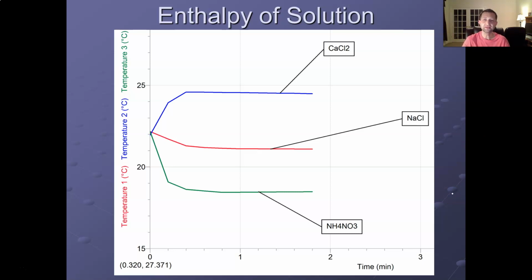So calcium chloride would be an exothermic enthalpy of solution. Energy was released to cause the temperature of the water to go up. And then NaCl and ammonium nitrate, both of those enthalpies of solution would be endothermic because it took energy in from the water to make those solutions. We'll talk more about that in thermodynamics, but this is a good little intro to it. And it's relevant because we're talking about solutions.